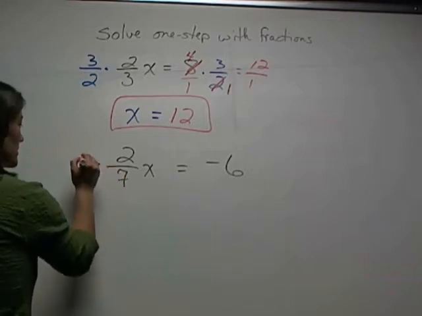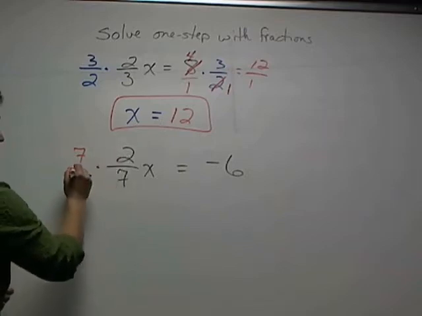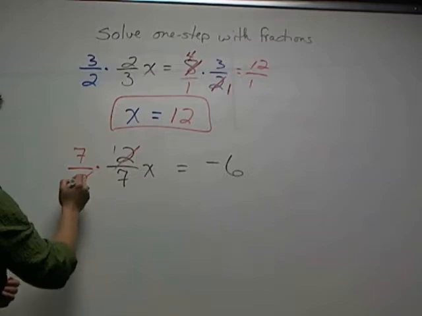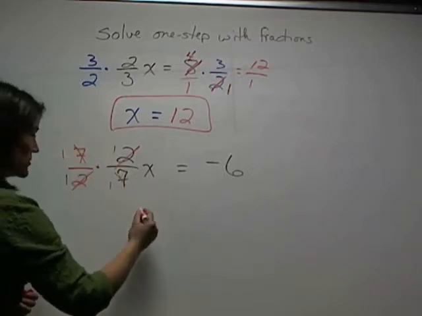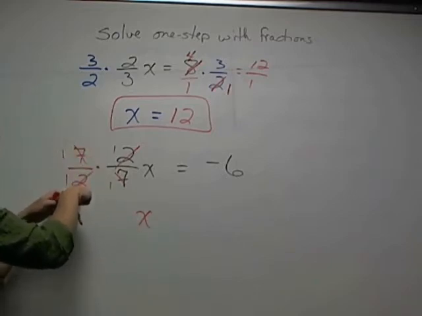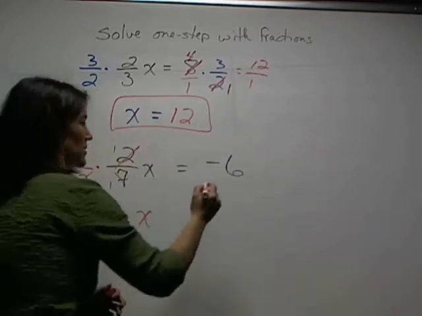So I'm going to multiply this. I have a 7 on the bottom, so I would need a 7 on top to cancel. I have a 2 on top, so I would need a 2 on the bottom to cancel. 2 goes into 2 once, 7's go into 7 once. I'm left with 1 times x, which is x. But don't forget, I multiplied this side. What did I multiply by? 7/2. I have to do that same thing to the other side.